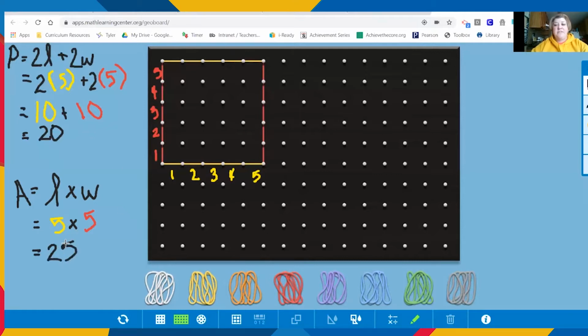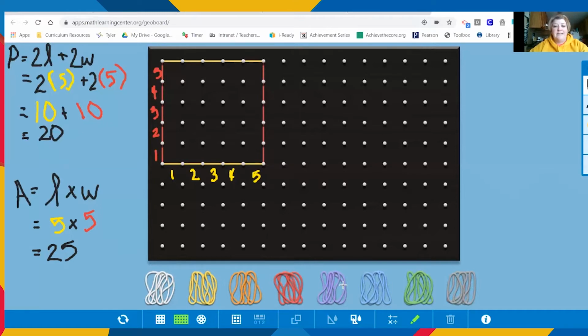So we did not come up with the same answer, and they're not always going to be the same answer. So let's look on the inside. We have 1 square here, 2, 3, 4, 5. 1, 2, 3, 4, 5. 6, 7, 8, 9, 10, 11, 12, 13, 14, 15, 16, 17, 18, 19, 20, 21, 22, 23, 24, 25. 25 squares are on the inside of our rectangle.